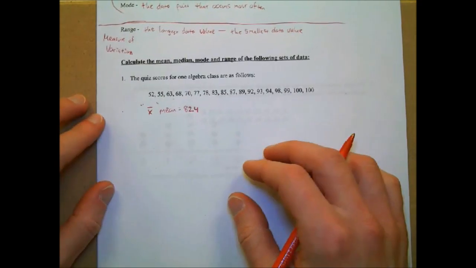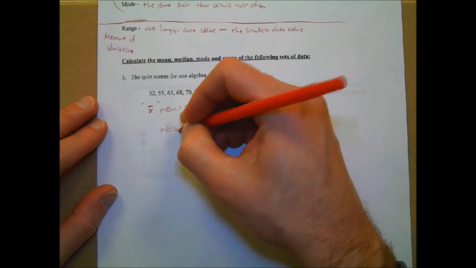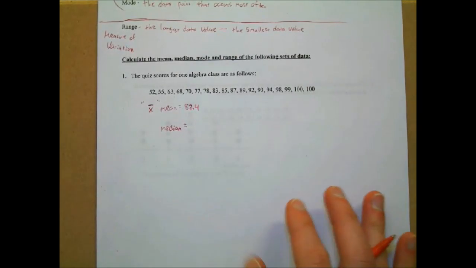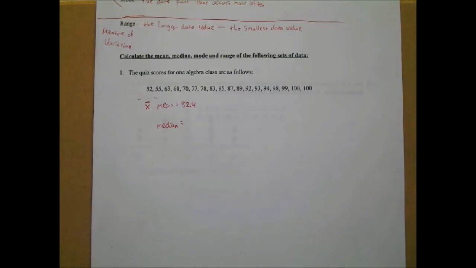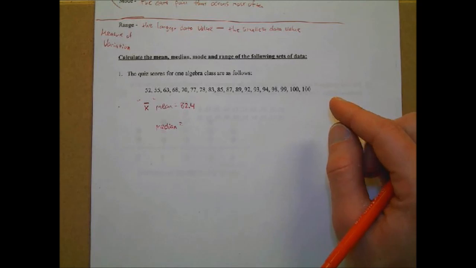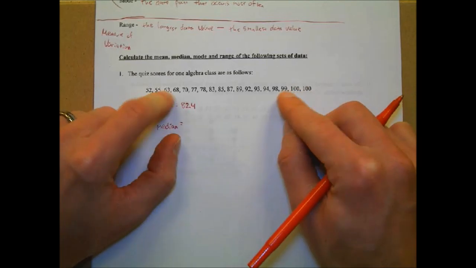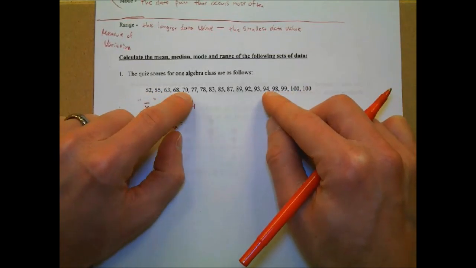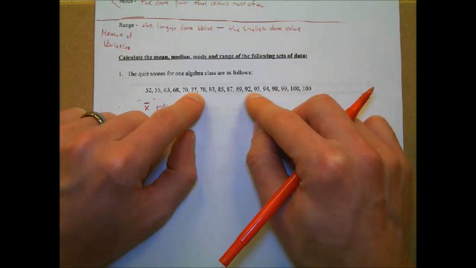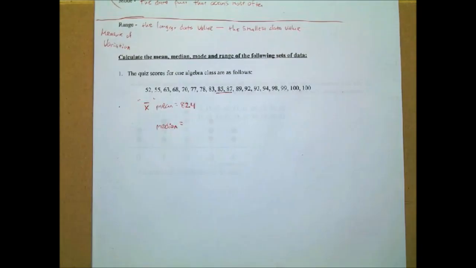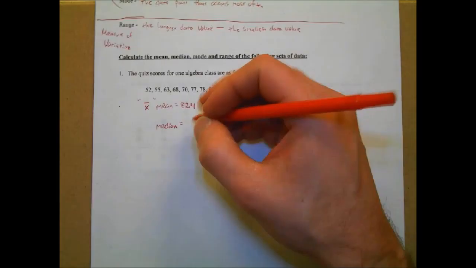Now let's find the median. Okay. The median. Now we have to find the middle of the data. There's 18 numbers, so we're going to have 2 when we get down to the middle. So let's see here. I got 52 and 100, then 55 and 100, 63, 99, 68, 98, 70, 94, 77, 93, 78, 92, 83, 89, 85, 87. So the median is going to be between those two. You add up 85 and 87, divide by 2, you get 86. That makes sense, right?